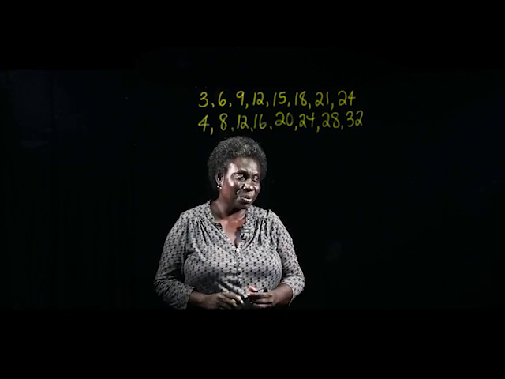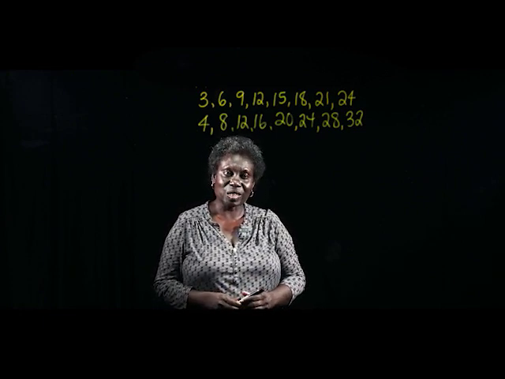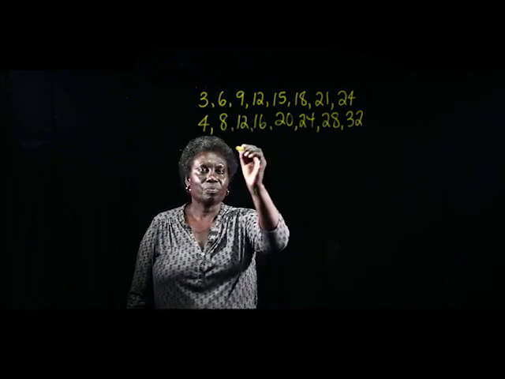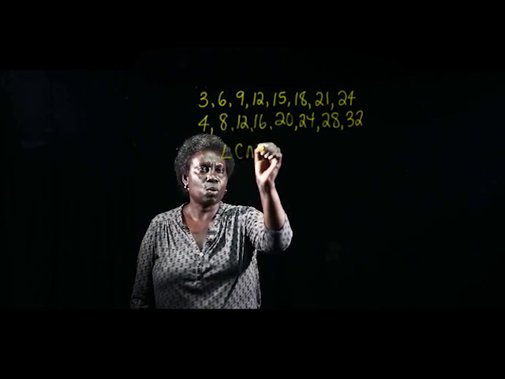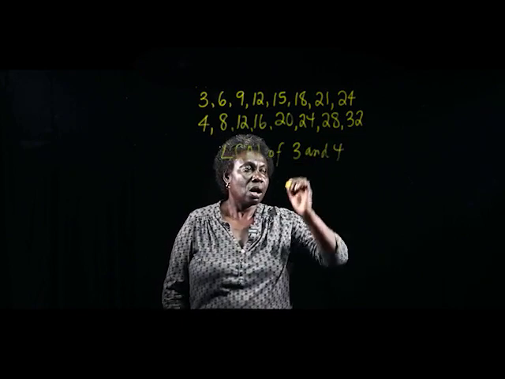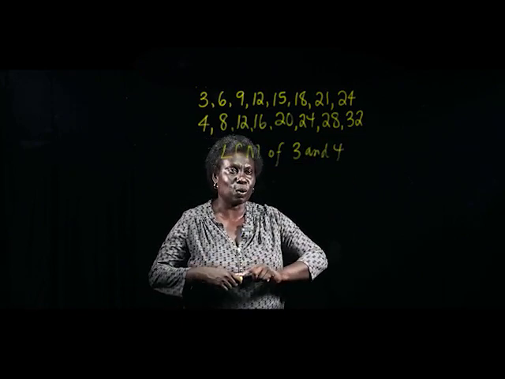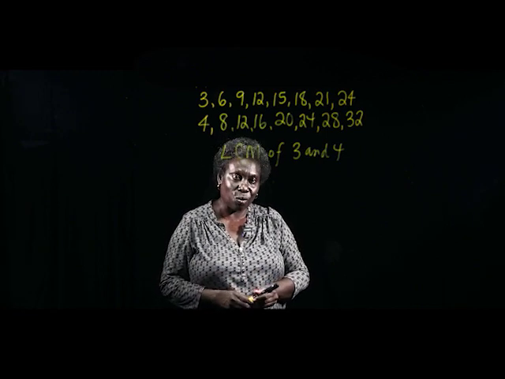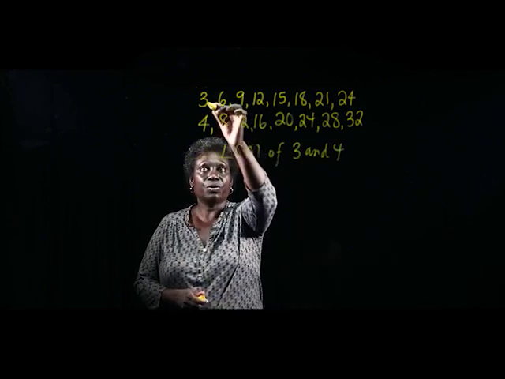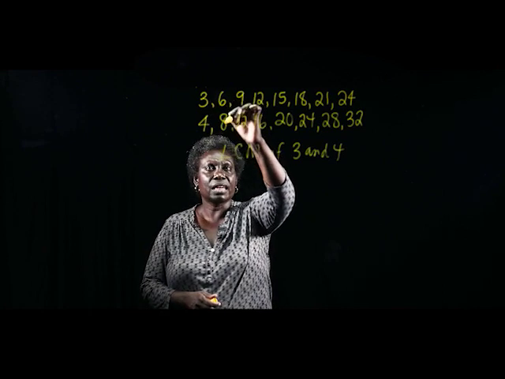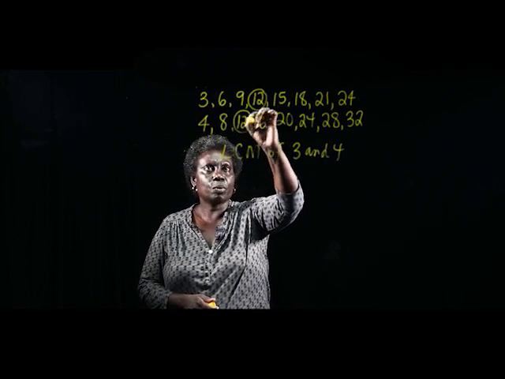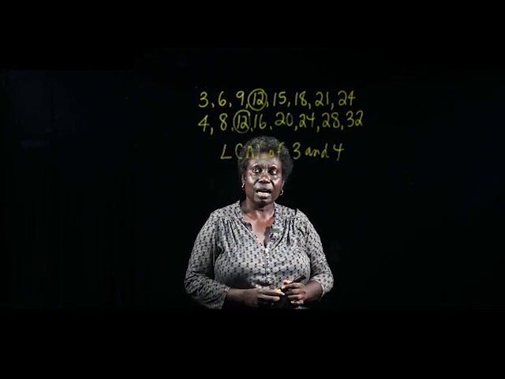Now, the next thing that we are going to look at is to find the lowest common multiple of 3 and 4. To find the lowest common multiple of 3 and 4, we are going to circle all the multiples of 3 and 4. 3, 4, there's nothing common. 6 and 8, they are not common. 9 is not common, but 12 is a common multiple of 4 and 3.